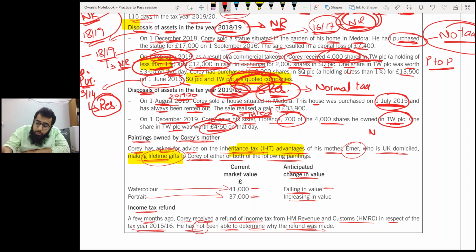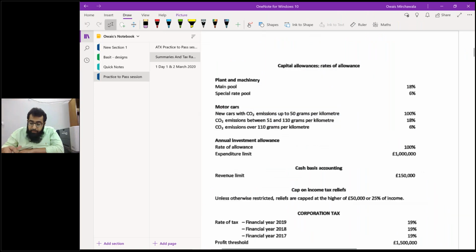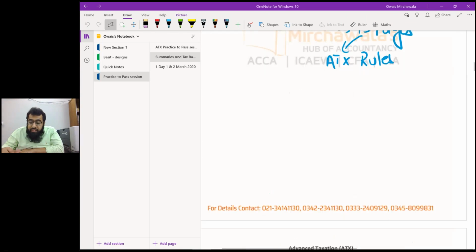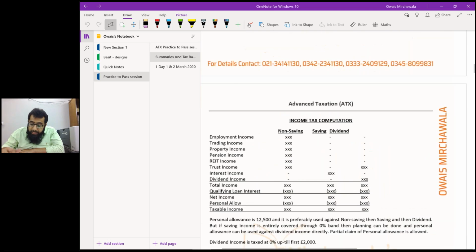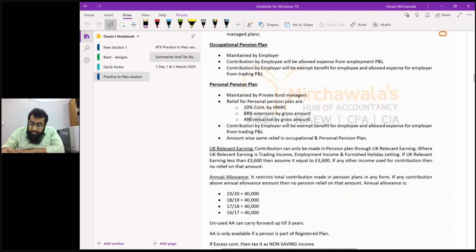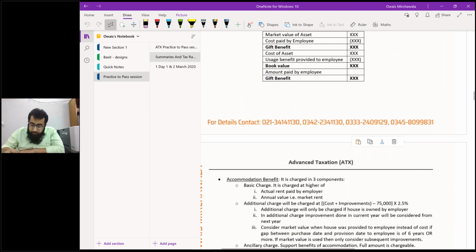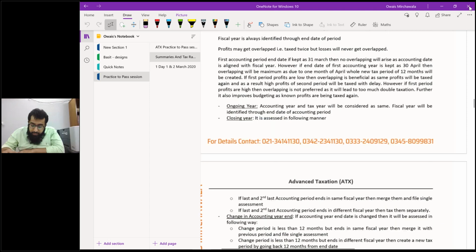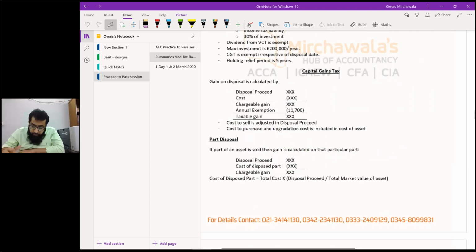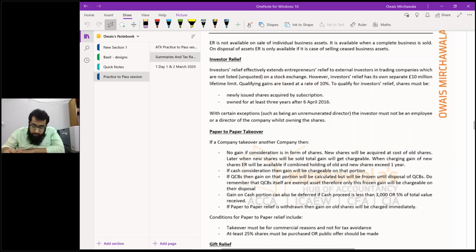Sir, are these rules written somewhere? Yes. Go in my summaries handout. This is the life-saving handout which I am giving to you people free. Okay? It's a lifesaver. Where is gift relief? CGT, my friend, where is it? Yes, here comes the CGT. And here comes the gift relief.